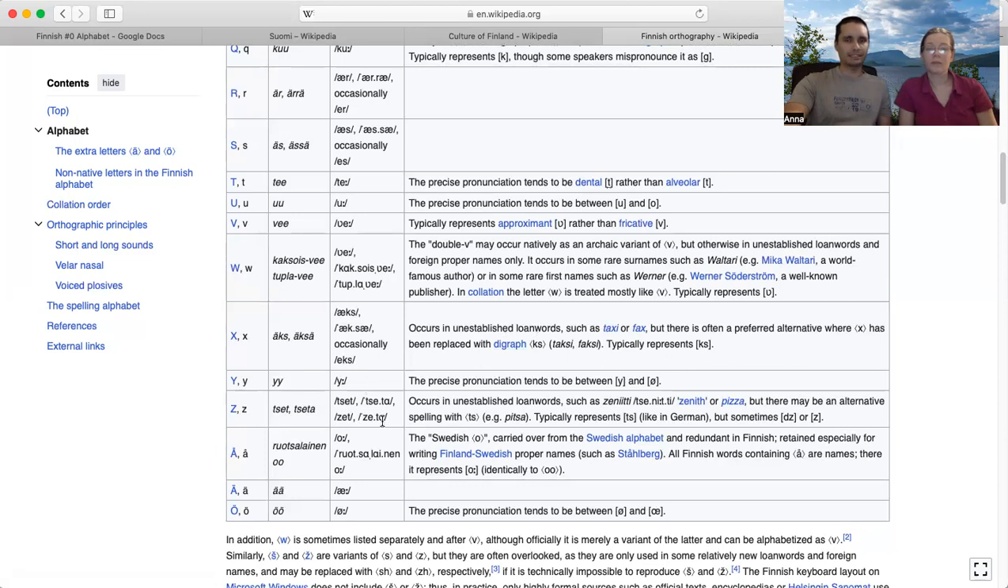X, ax, or axa. We don't use it much. Yeah, it's basically always replaced by KS. KS digraph. Yeah.